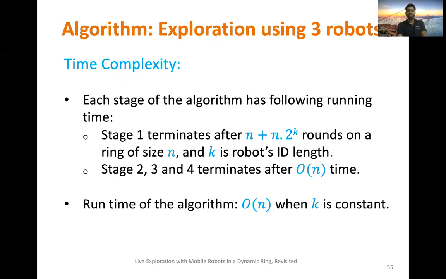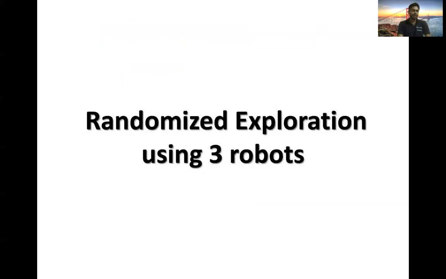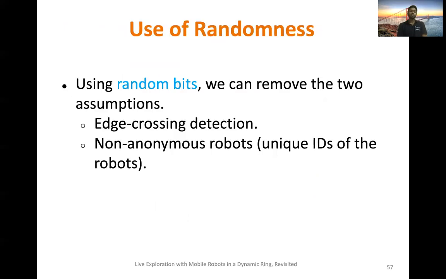So total time is n. This is our deterministic algorithm for exploring with 3 robots. And if we go to randomized exploration, using 3 robots, if we allow the use of random bits, then we can remove the edge crossing detection and the non-anonymous robots, the unique IDs assumption.